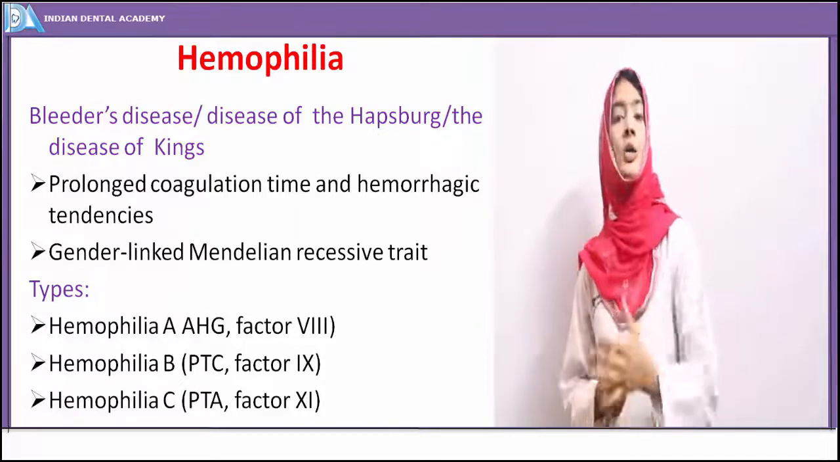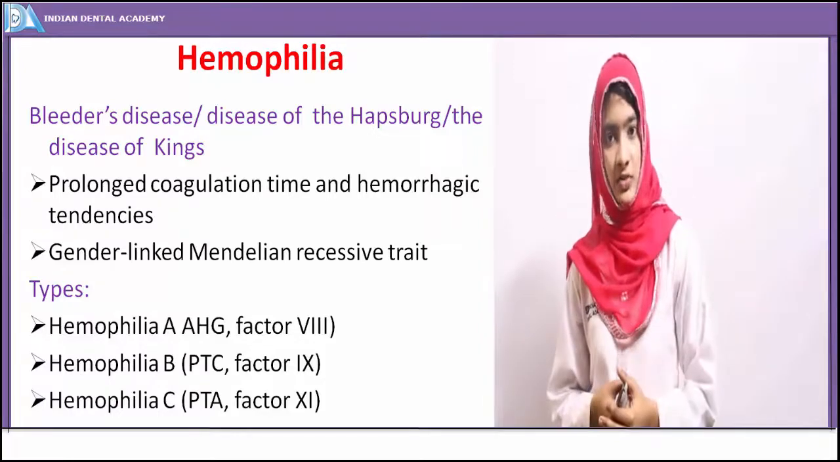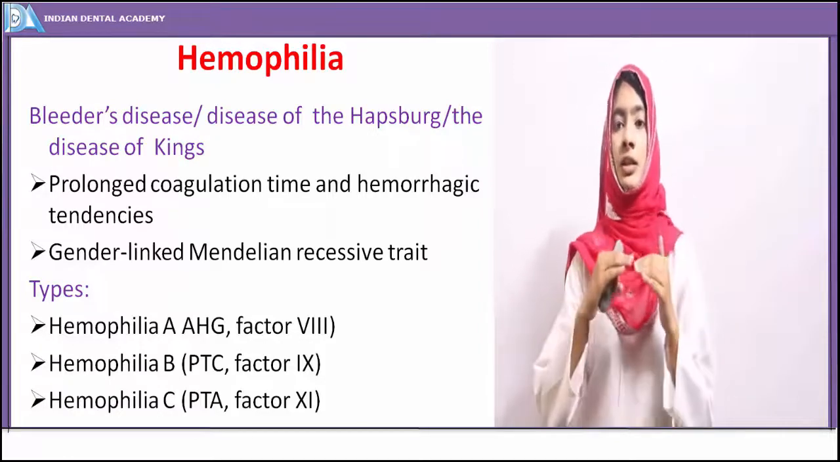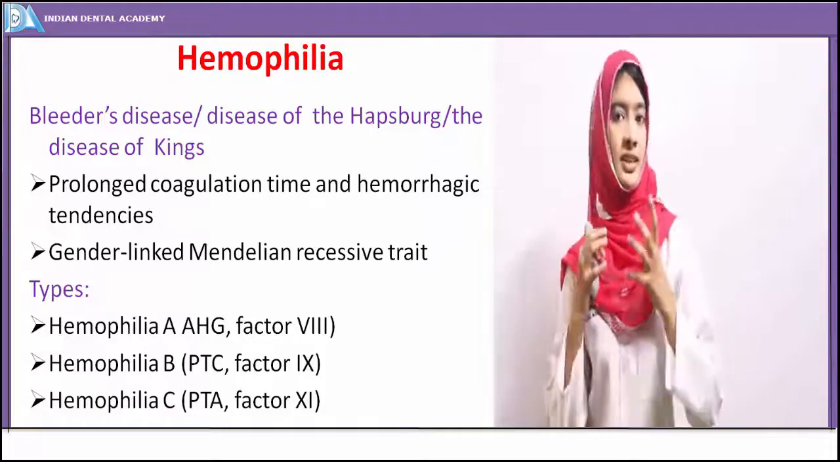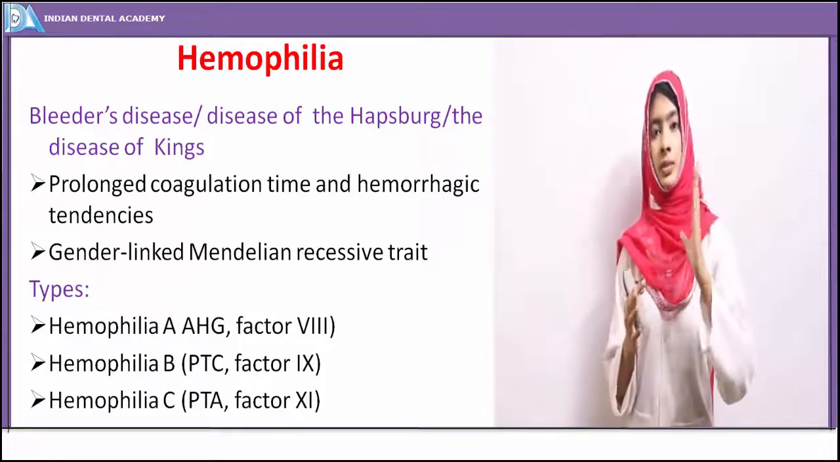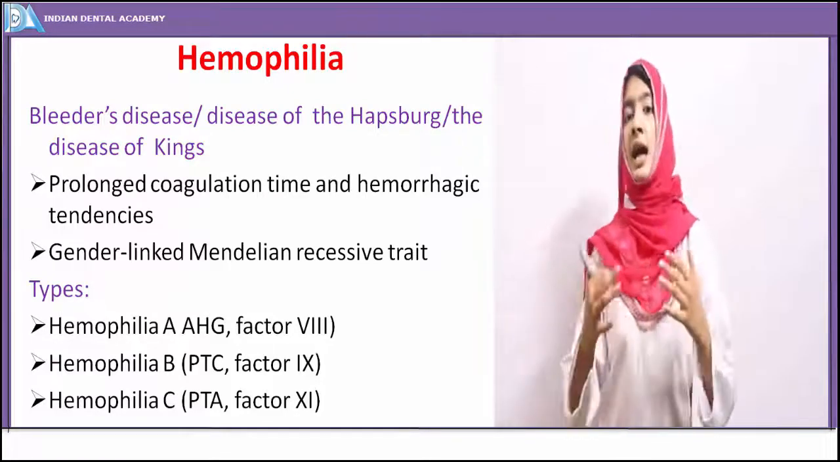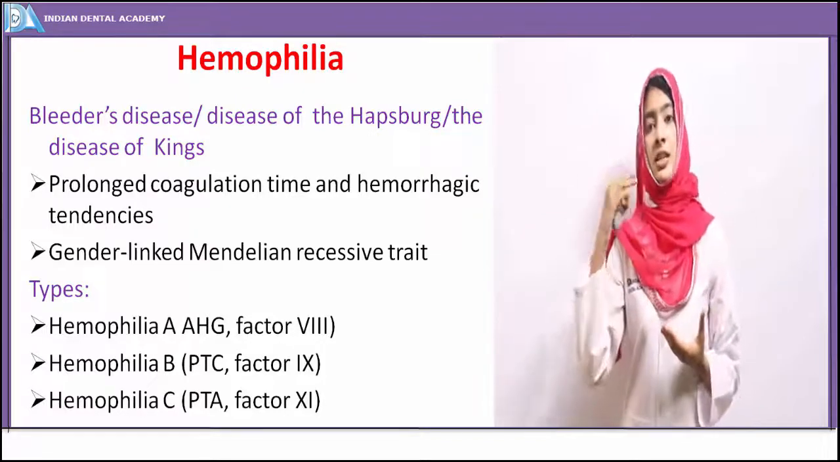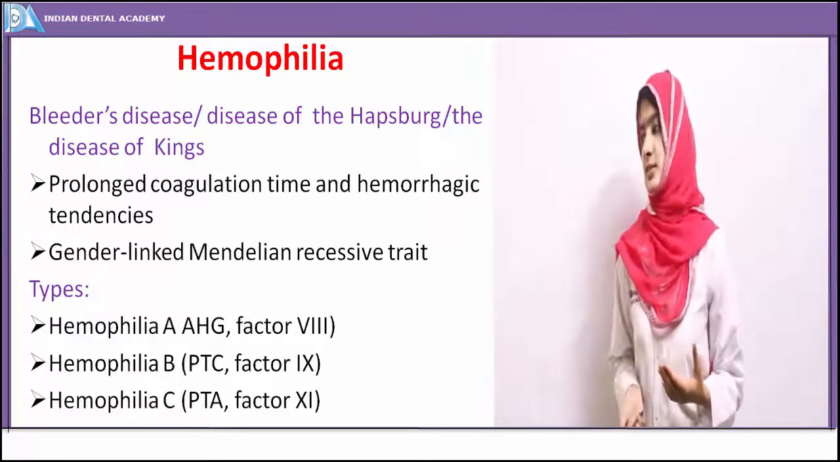So hemophilia is an X-linked recessive trait, right? So it is manifested only in males. Females are just the carriers of the disease. So the disease is clinically manifested in males, and it is transferred through carrier females to their sons.